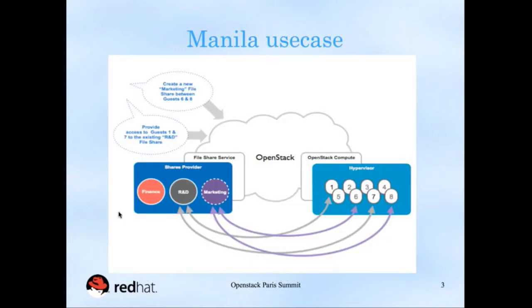Okay, so that's the typical Manila use case. This diagram is available on the OpenStack docs Manila wiki page. So this kind of shows you the OpenStack compute on the right side, and the file share service, that's Manila, on the left side. And as you can see, you can provision shares. So in this example, you have a finance share, an R&D share, and a marketing share. And the R&D share is provisioned to instances 1 and 7. The marketing share is provisioned to instances 6 and 8.